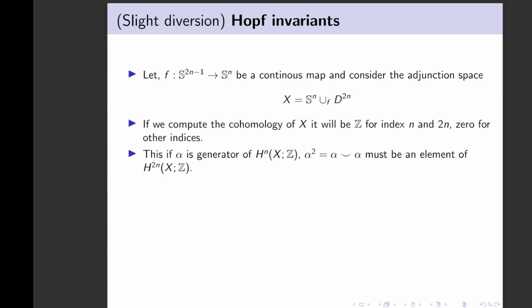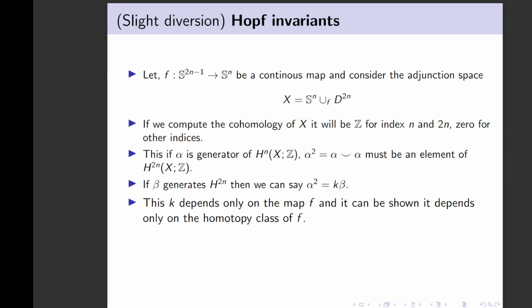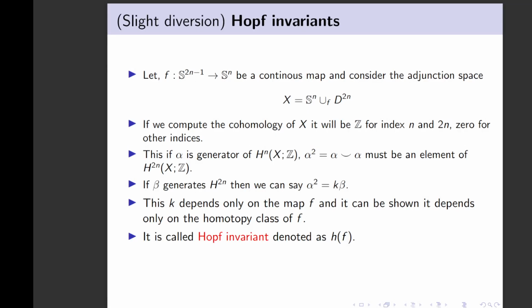If beta is the generator of H^2n, then we can say that alpha squared is equal to k times beta for some k that belongs to the ring Z. And here is the thing: it can be shown that this k depends only on f, or rather, only on the homotopy class of f. So this k number is what we call the Hopf invariant for the map f, and we denote it as H(f).